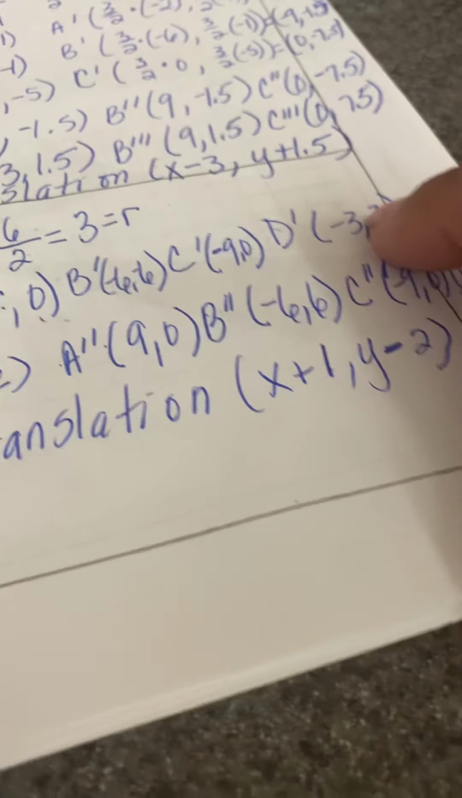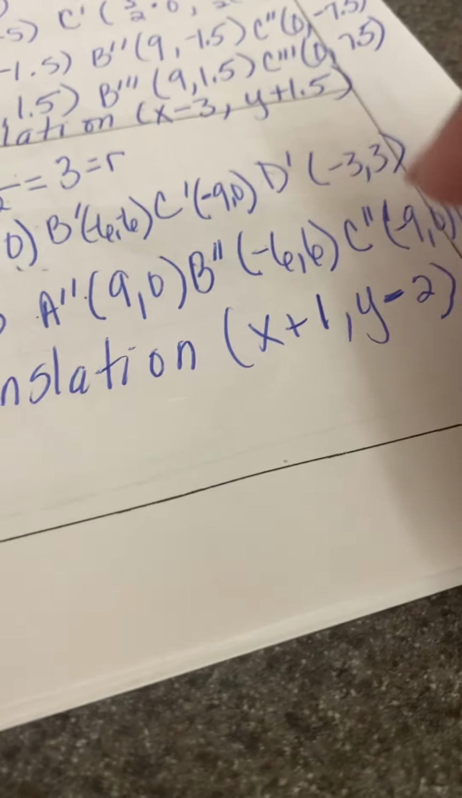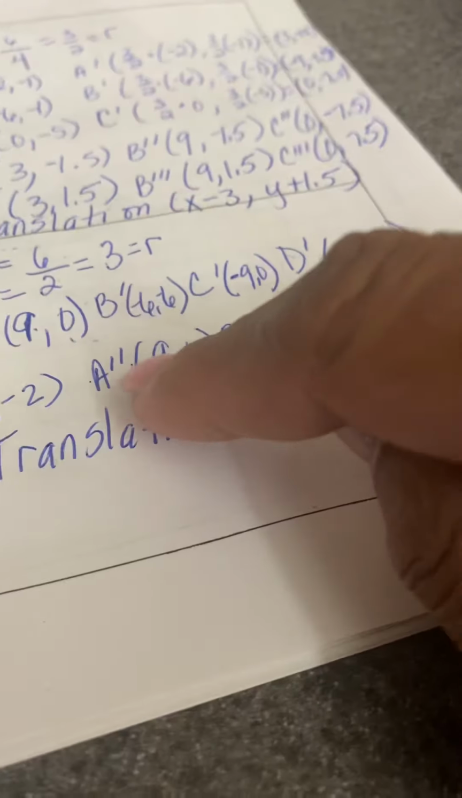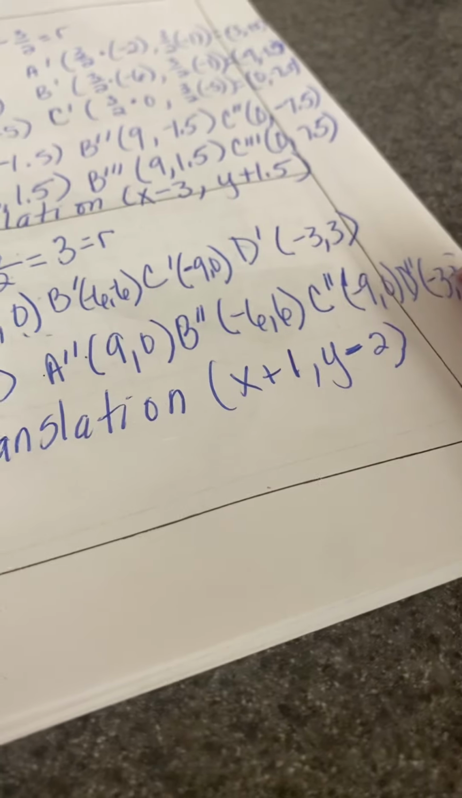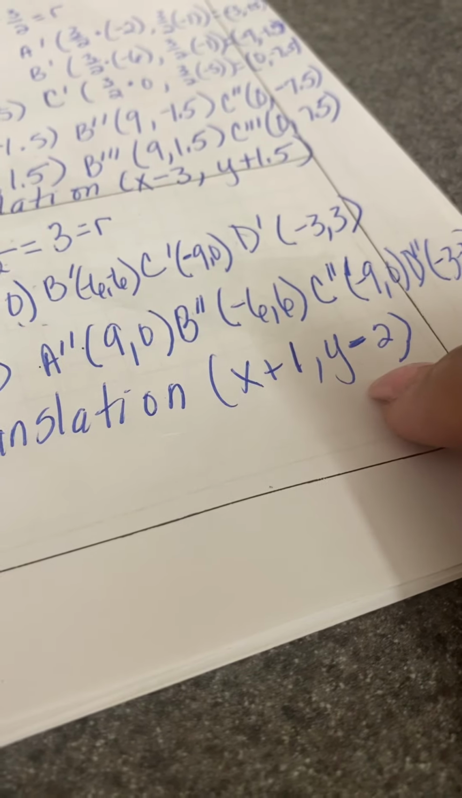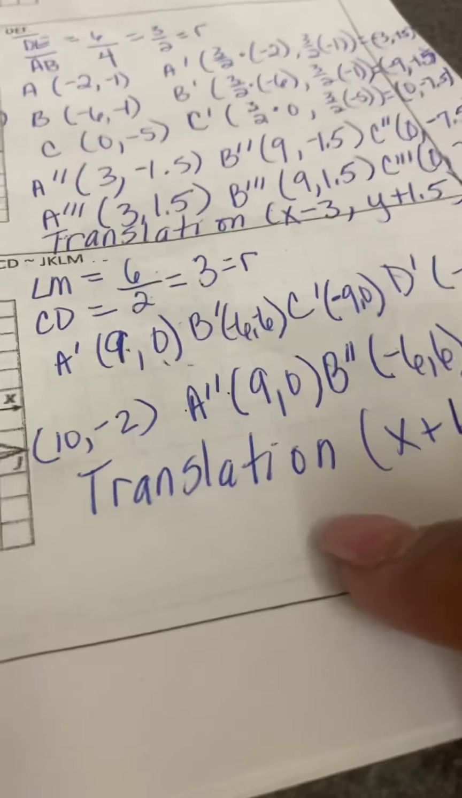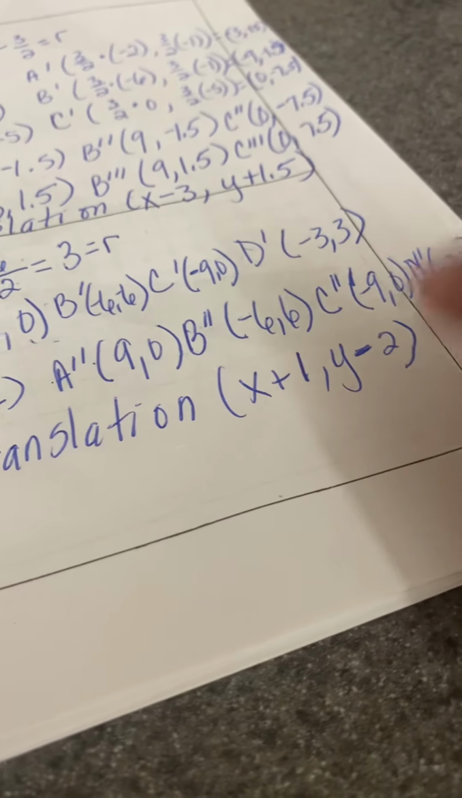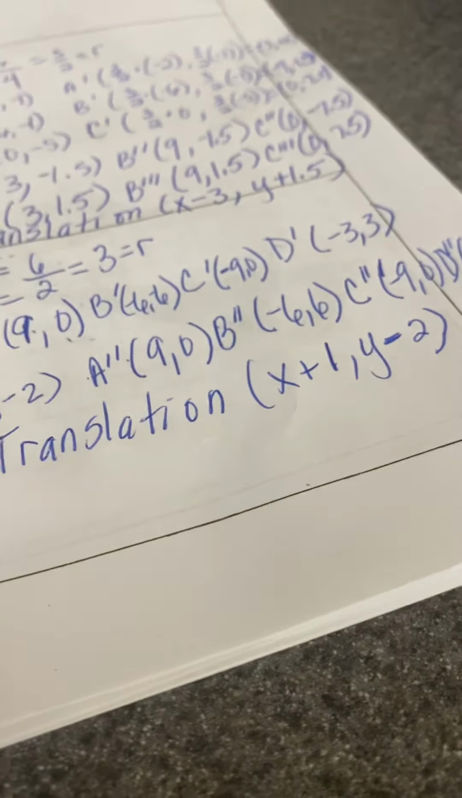Once we did that, we applied the reflection over the x-axis. X stays the same, y becomes the opposite value. And then we moved it 1 unit to the right and brought it down 2 units, which is a translation of x plus 1, y minus 2.